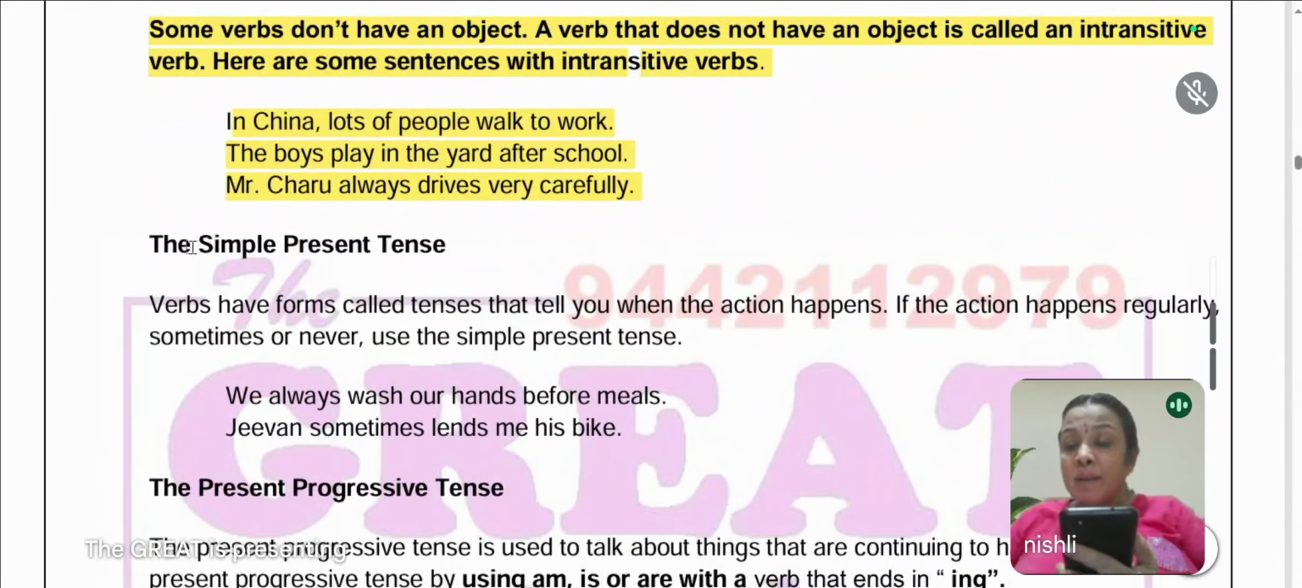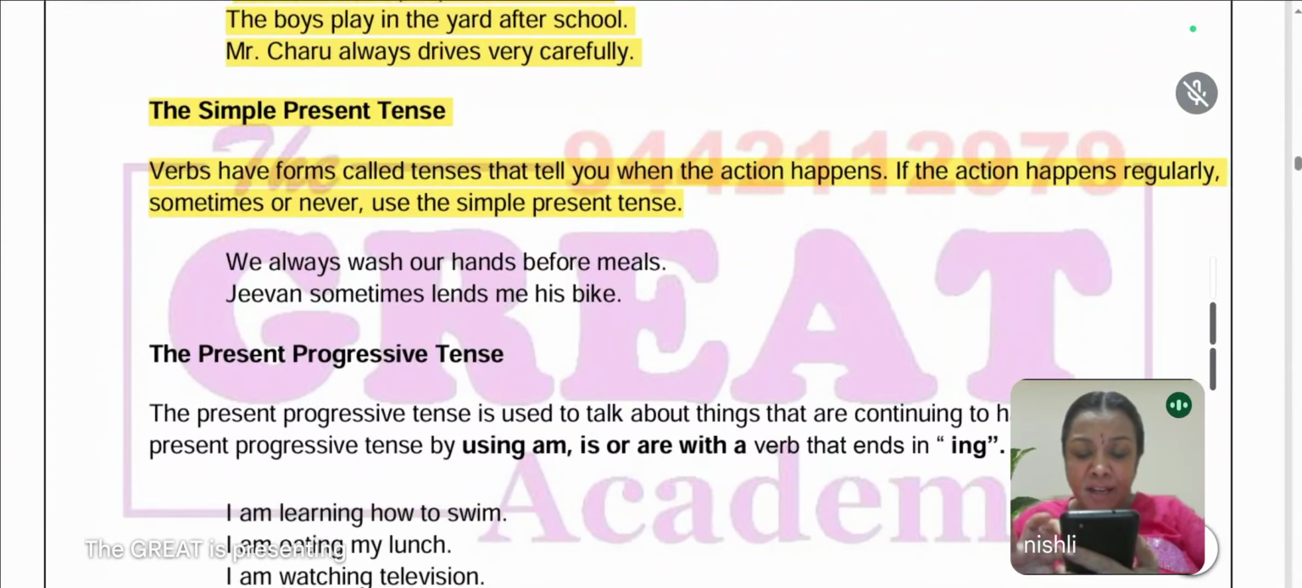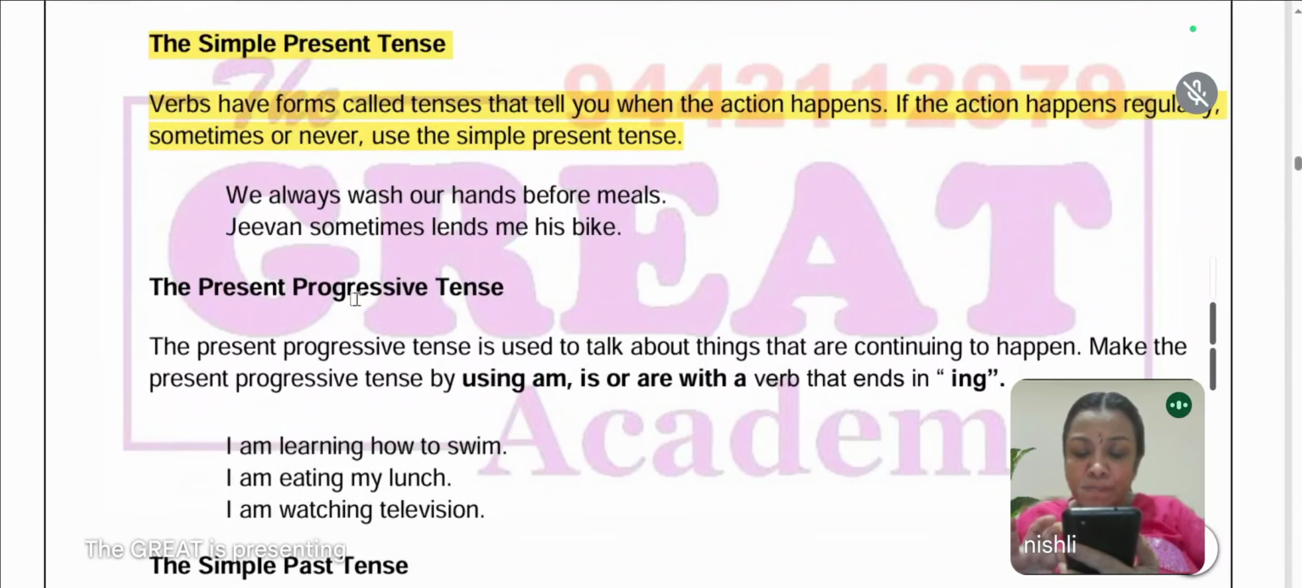Next is the very important thing which is called simple present tense. Something which is happening right now, that is simple present tense. Now we move on to simple present tense, where many students make mistakes. They always confuse the present and the past. Simple present tense, in simple words, refers to any action which is happening right now. As we see, verbs have forms called tenses that tell you when the action happens. If the action happens regularly, sometimes or never, use the simple present tense.